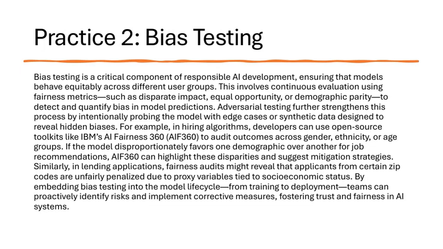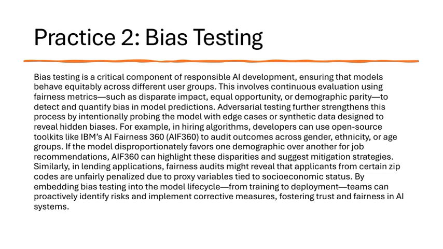Now, let's talk about practice 2, bias testing. Bias testing is a crucial part of responsible AI development because it helps us ensure that our models behave fairly across different user groups. This means continuously evaluating our models using fairness metrics like disparate impact, equal opportunity, or demographic parity. These metrics help us detect and measure any biases in our model predictions.